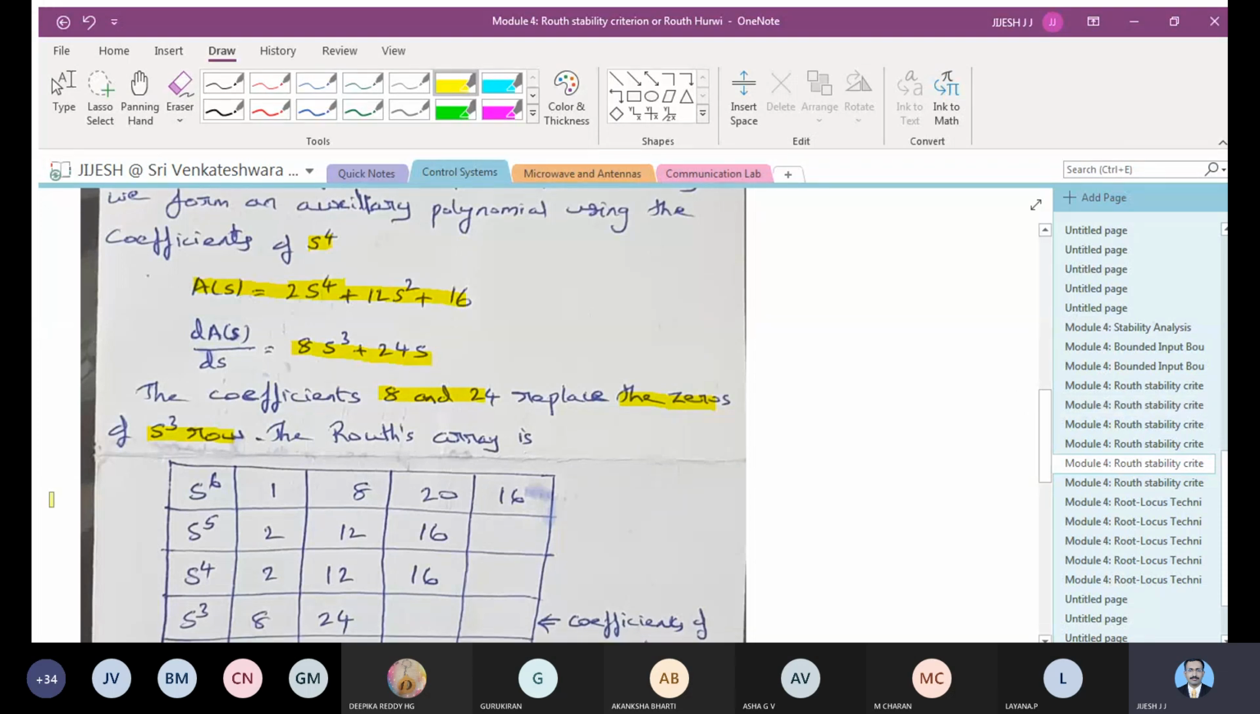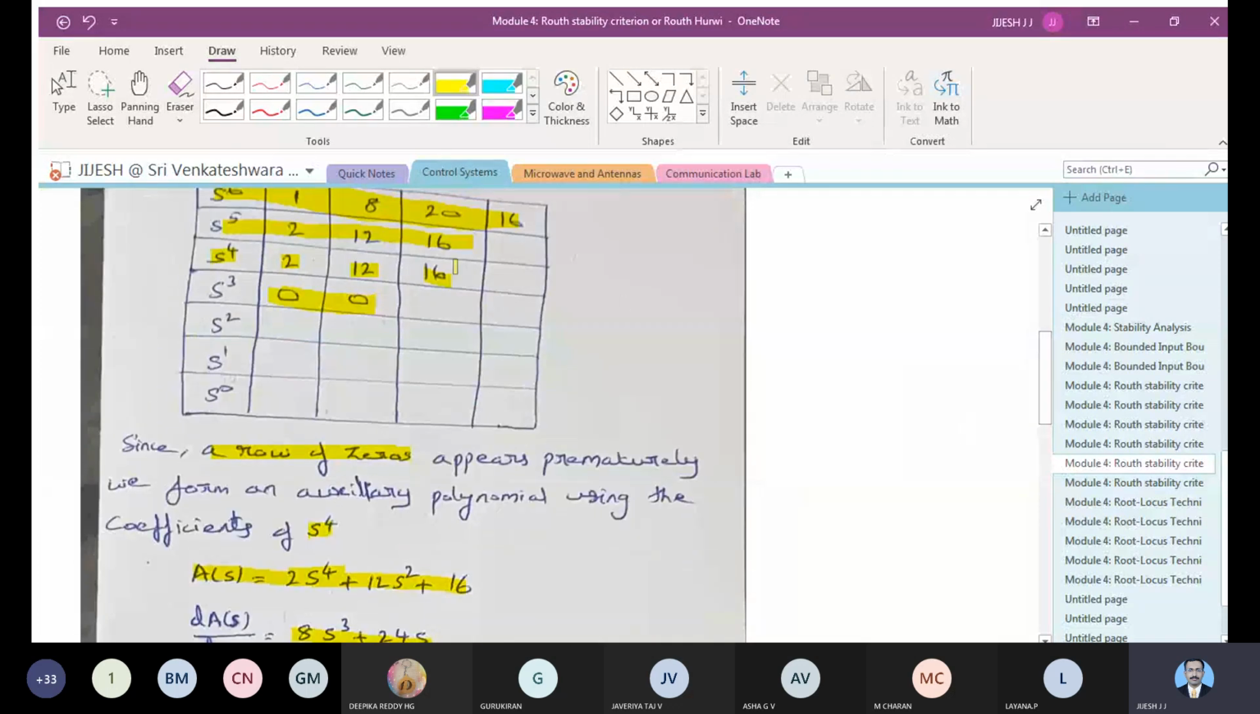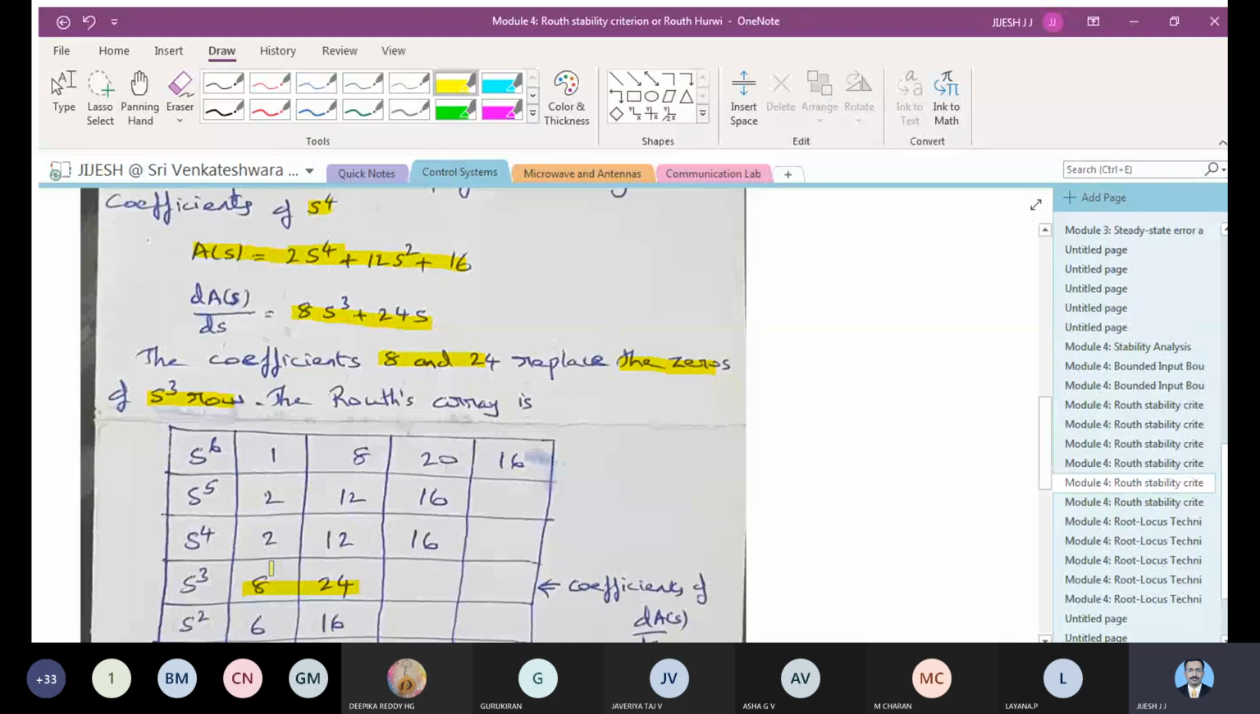So that is s to the power of 6, s raised to 5, s raised to 4, s raised to 3, s raised to 2, and s raised to 1, and s raised to 0. The same thing: 1, 8, 20, 16, 2, 12, 16, 2, 12, 16. Instead of 0, 0, you write 8 and 24. So this is 0, 0. So you are replacing 0, 0 with 8 and 24. So that is what you can see here. I have replaced 0, 0 with 8 and 24. That is the coefficients of dA of s by ds.